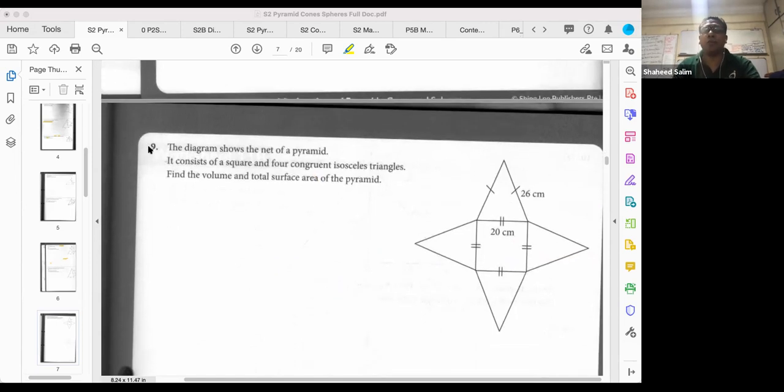Why don't we try find this one, number 9? You imagine now, this is like the cover. You are making a paper pyramid. You know what I'm talking about? Okay, this is a net now. You want to find volume first or surface area first? Surface area first, can? You do surface area first.